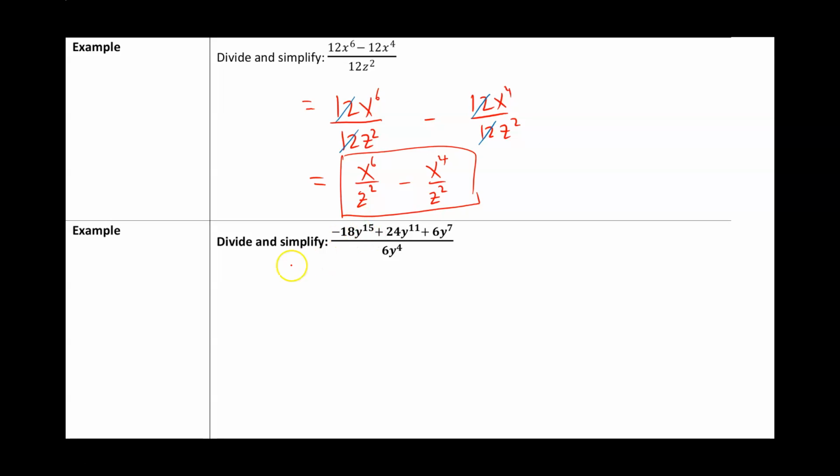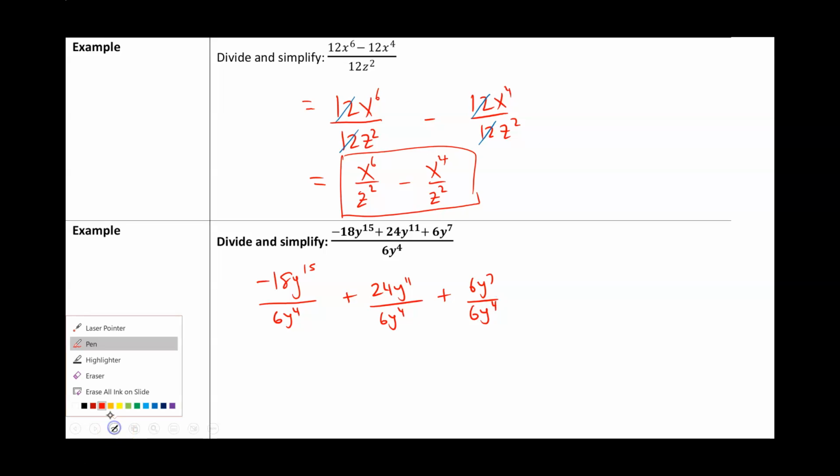Okay, lastly, we have a negative 18y to the 15th. We divide that by 6y to the 4th. We have a 24y to the 11th. We divide that by 6y to the 4th. And then we have a 6y to the 7th. We divide that by 6y to the 4th. So what do we get?